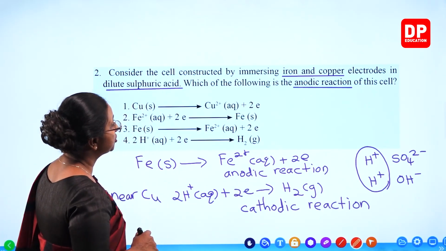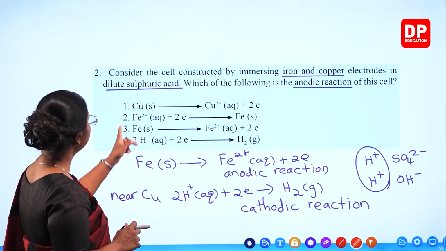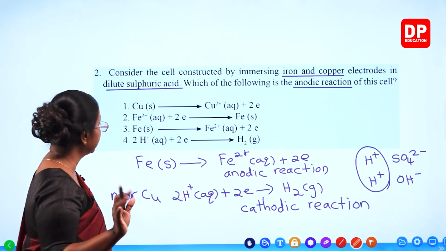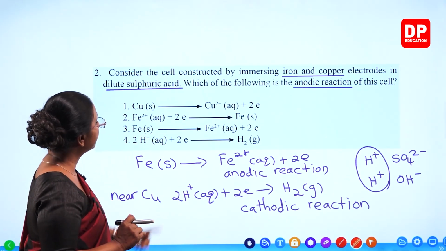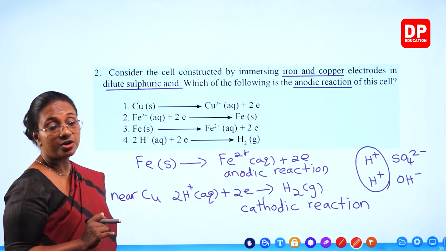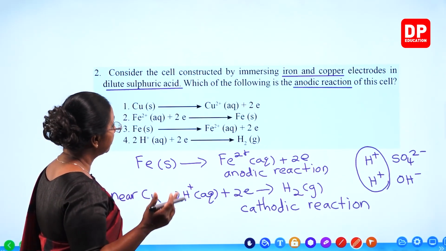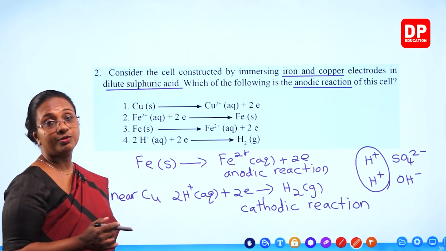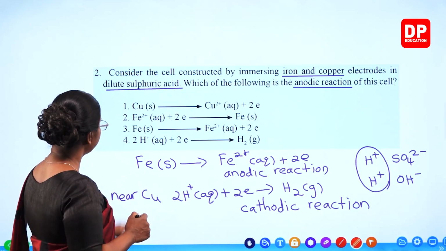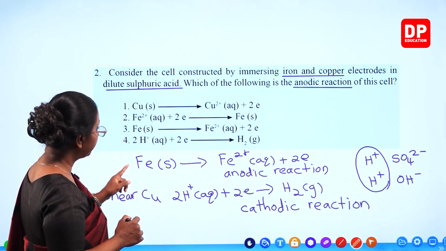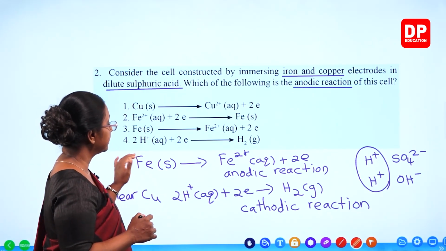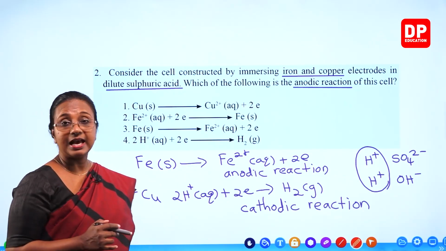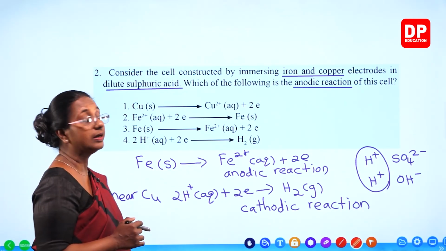So here the question is to find the anodic reaction of the cell. Copper solid becoming copper 2 plus aqueous and losing 2 electrons, that doesn't happen. Fe2 plus aqueous taking up 2 electrons forming Fe solid, that is reduction, that also doesn't happen. Then Fe solid becoming Fe2 plus aqueous losing 2 electrons, that's the correct one. 2H plus aqueous taking up 2 electrons giving H2 gas is reduction, which occurs at the cathode, that is the copper electrode.